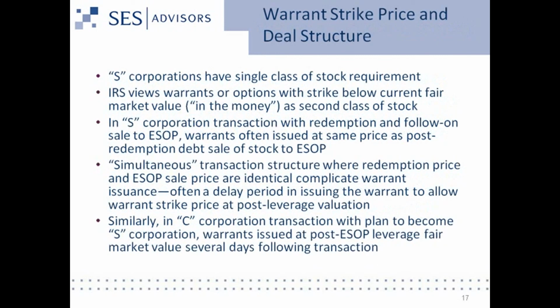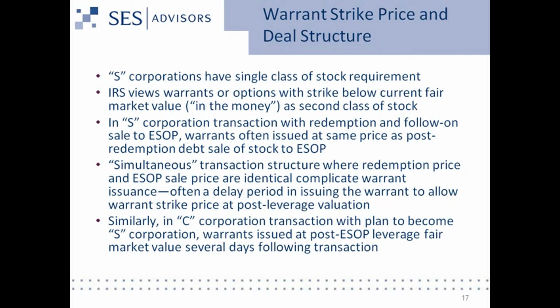So we have to look also at setting the strike price for the warrant. What we know is, for instance, if we do a $10 million leveraged transaction in our $10 million value company, the fair market value of our company the day after we do this transaction is likely to be quite low. But we do have to follow the S corporation rules in setting the warrant strike price. And the IRS basically says that a warrant or option with a strike price below fair market value, meaning that it's in the money when issued, is really a second class of stock. And as we know, we can't be an S corporation with a second class of stock. Or in other words, what do you call an S corporation with a second class of stock? And the answer is a C corporation.